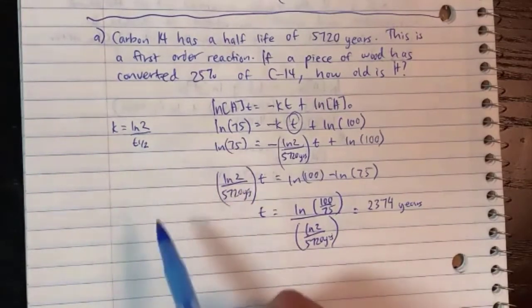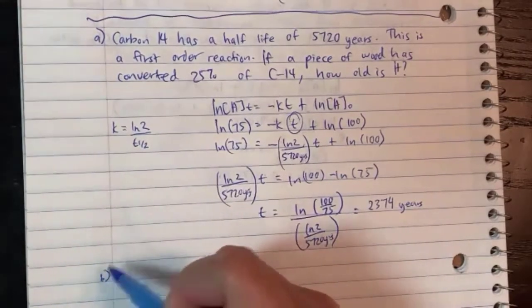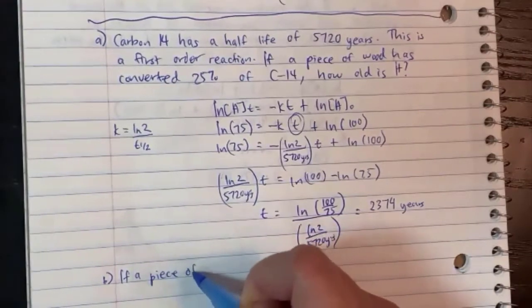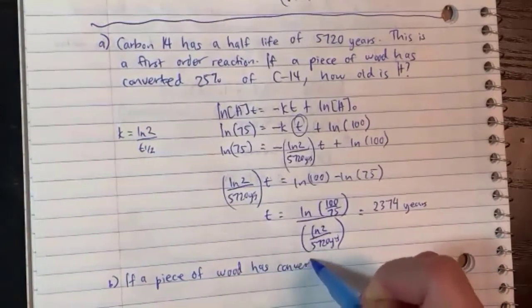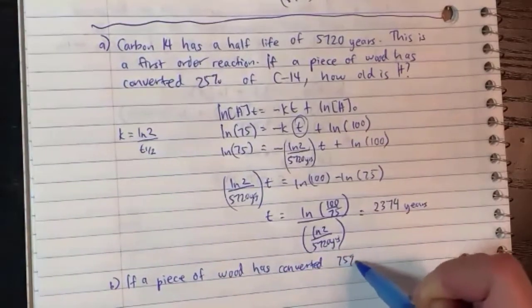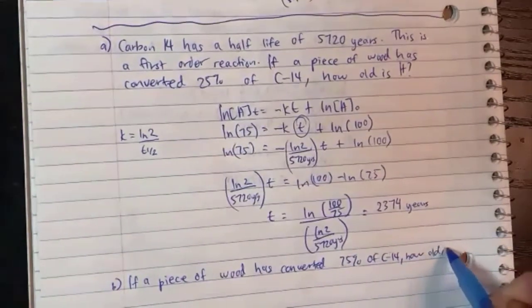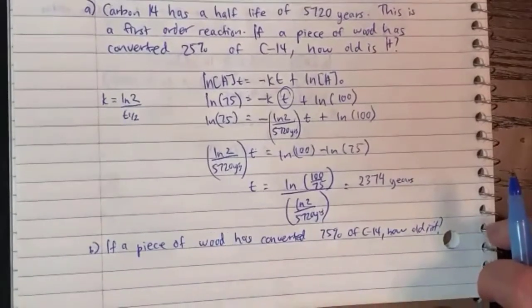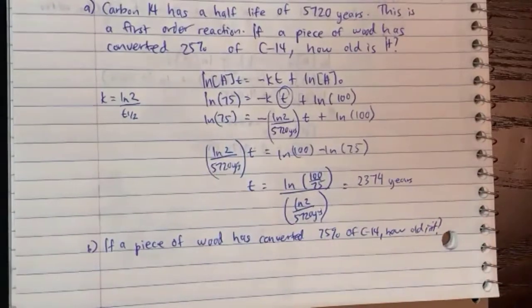Now, I'm going to go ahead and write part B to this question. If a piece of wood has converted 75% of carbon 14, how old is it? So they convert at 75 this time. Now what do you do? Well, a lot of people say, just put 25 here and keep everything the same. So you could do that.